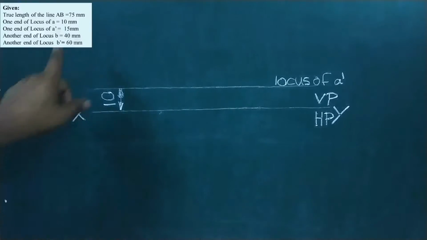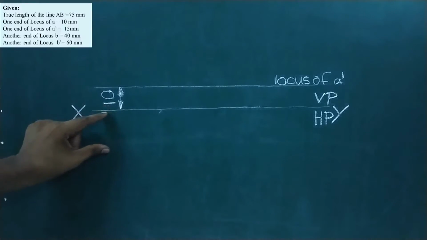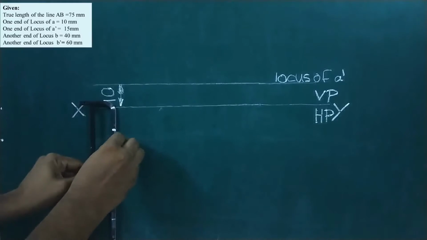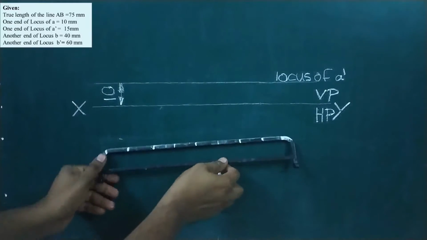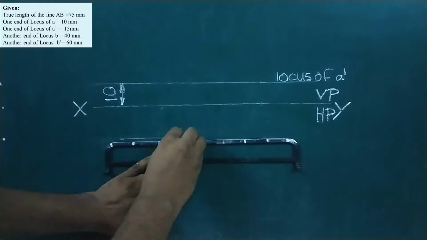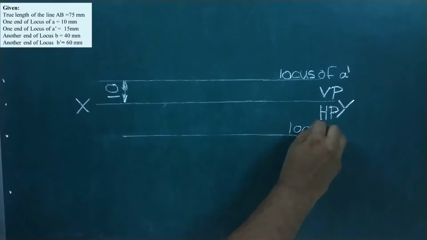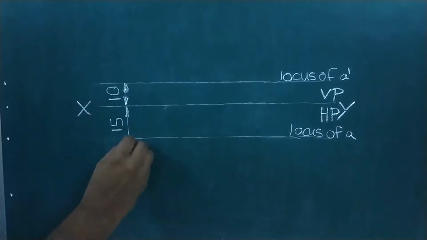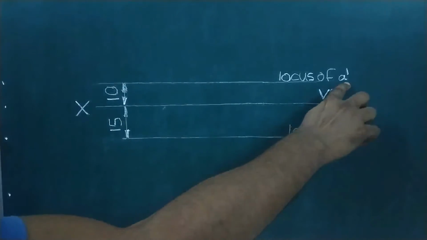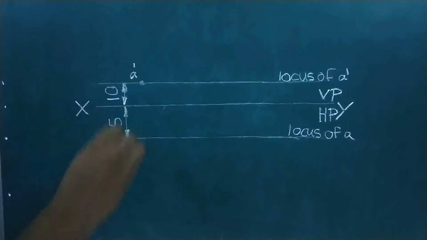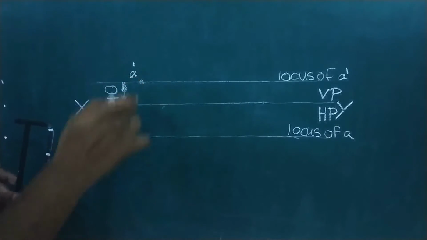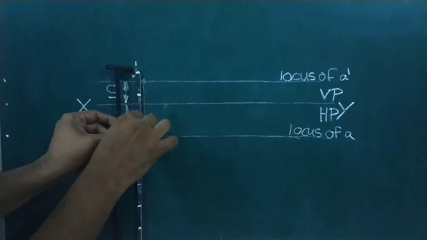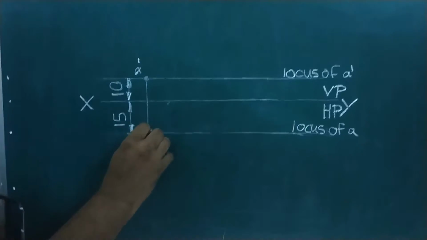Also that end is 15 mm in front of the vertical plane. This is the locus of A. Measure 15 mm below the XY line and draw that line. Keep in mind you have to use a 2H pencil. Now mark the point A dash, draw the vertical projection line, find that intersection and mark the point A.